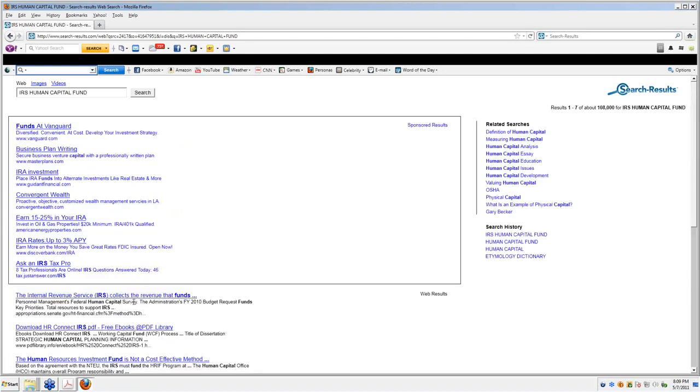Okay. What does that say? Where? The Internal Revenue Service collects the revenue that funds the Personnel Management's Federal Human Capital Survey. Wow. Okay. So, would this be your money, and you wonder why they keep throwing people in jail? Your human capital. Yeah. They get paid for every head in the jail. Right.